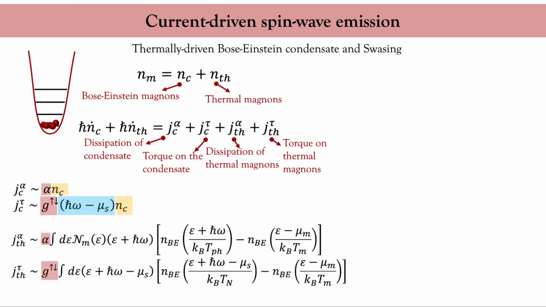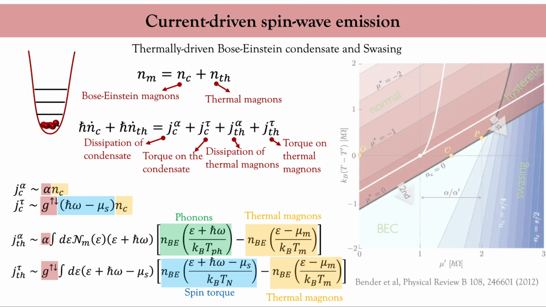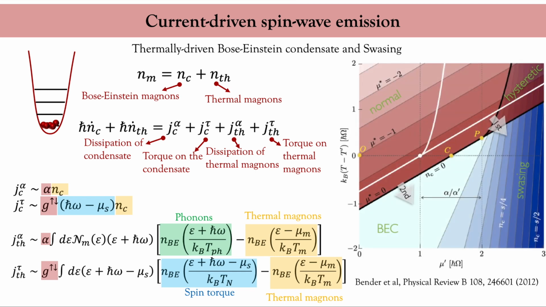But in addition, the dissipation and torque are governed by the difference of temperature between the thermal magnons and the phonons on the one hand, and between the thermal magnons and the electrons on the other hand. The magnon continuity equation has been derived and studied by Bender and Salkovniak. What they discovered is that by tuning the temperature difference across the interface and the electron spin accumulation at the interface, very different regimes can be obtained.